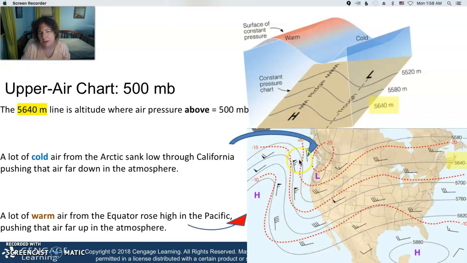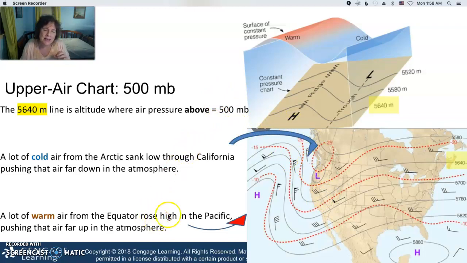Those are actually temperature lines, and we know PV equals nRT. Temperature is going to follow along with pressure, but it's not exact, and we'll learn a little bit more about why. Follow the gray lines here for this trough. And this is the cold air coming down that's related to this.